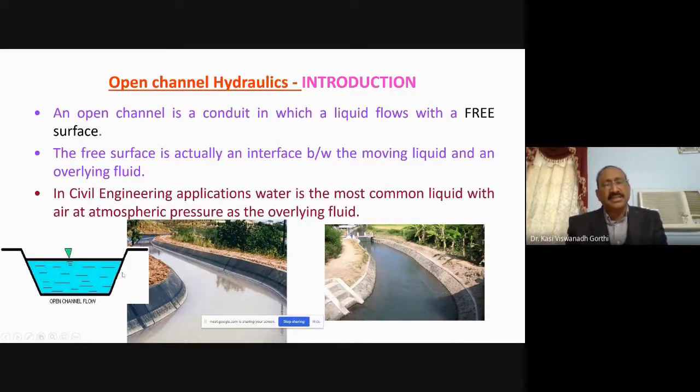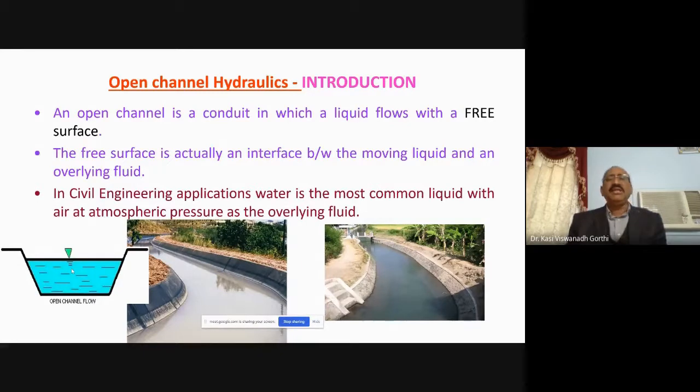A small cross-section is shown here for the same canal, maybe a trapezoidal section. You must have noticed that all this blue portion is the one through which the water is carried, and above this is atmospheric pressure. This line is called the free surface, which is an interface between the overlying atmosphere and the underlying flowing fluid. The overlying fluid is atmosphere in this case.